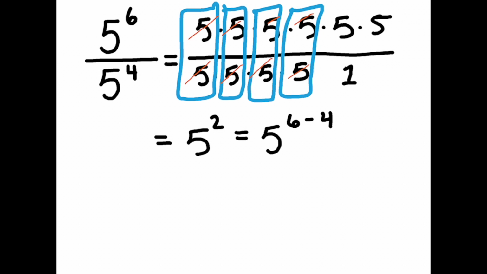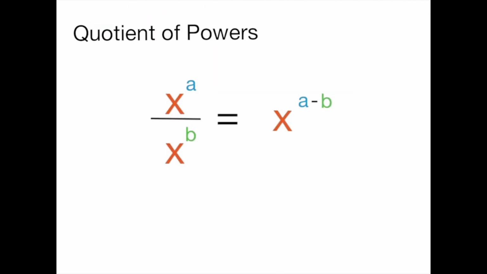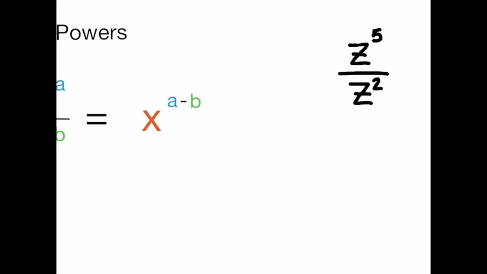So what we had up top here in the numerator, we subtracted the denominator from it. And so dividing these is very similar to yesterday when we were multiplying them. So the new rule today is the quotient of powers. And the quotient of powers says that if I'm dividing two terms that have the same base, this x is my base, I can subtract their exponents. And more specifically, we're subtracting the exponent in the denominator here from the exponent in the numerator.